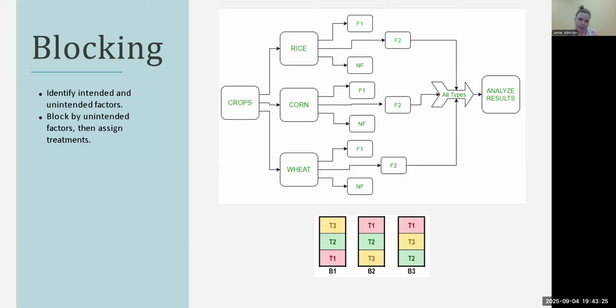So let's talk about blocking. How do we block things, specifically in agriculture, right? First, we want to identify the intended and the unintended factors of the experiment that we're doing. And then from there, we want to block by unintended factors and then assign treatment types. That sounds a little confusing. Let's talk about it.